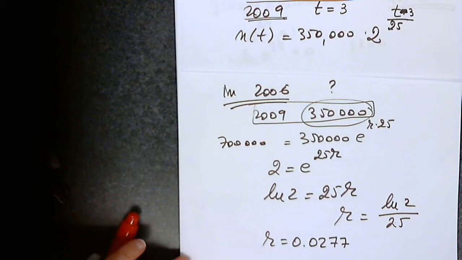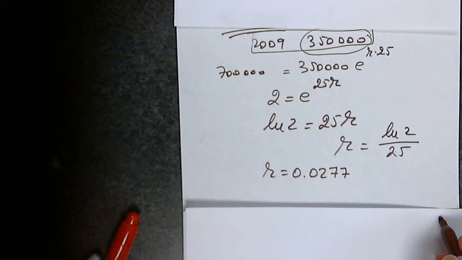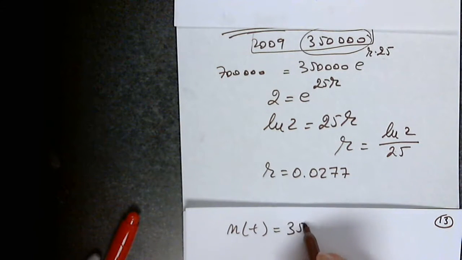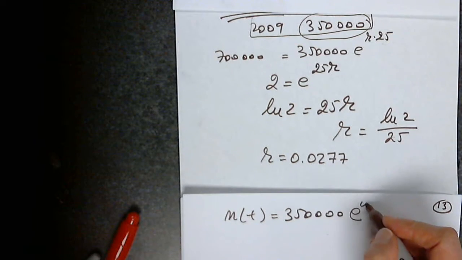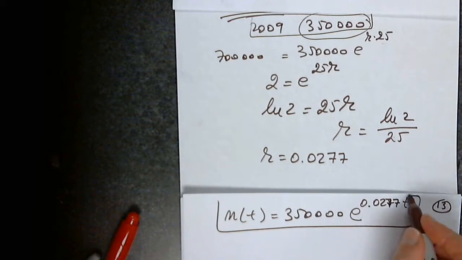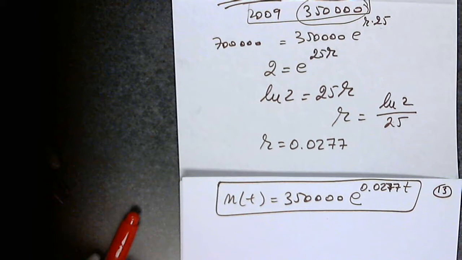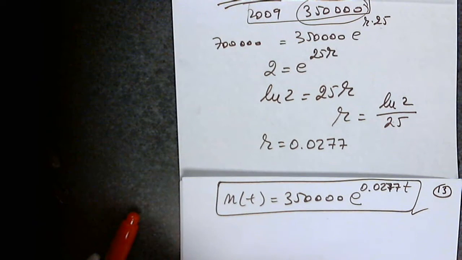0.0277. So now I have the model. N of t equals 350,000, that's the initial population, times e to the 0.0277t. And this is the relative growth model for a year. We can determine it for any year you want.